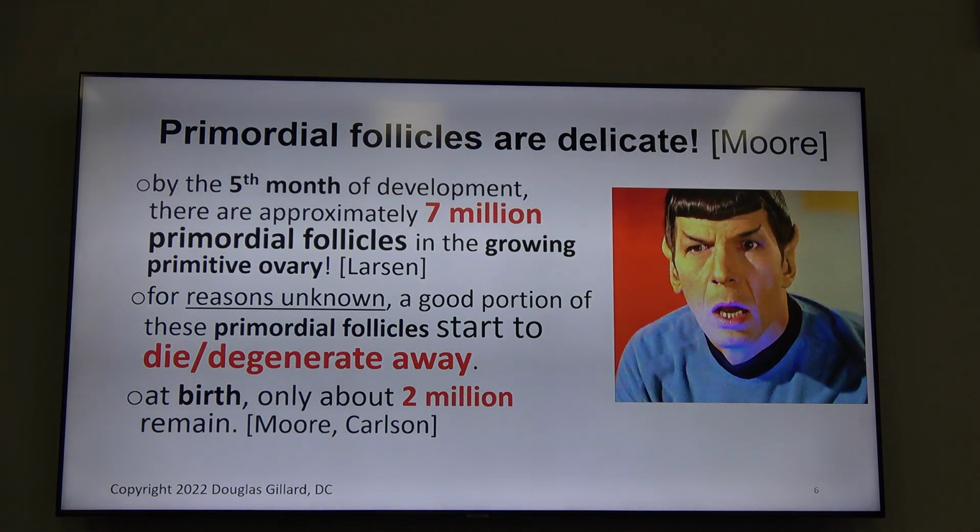So the primordial follicles, they're kind of strong, but they're not that strong. It's only a single wall of protection.